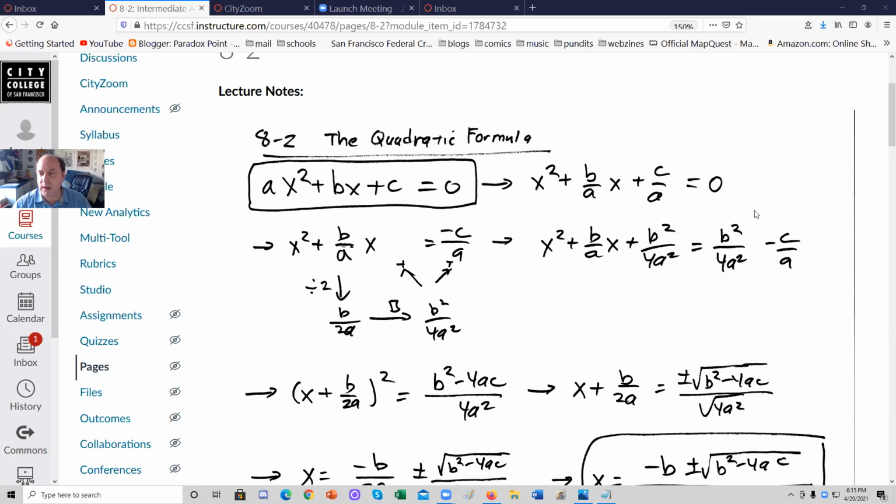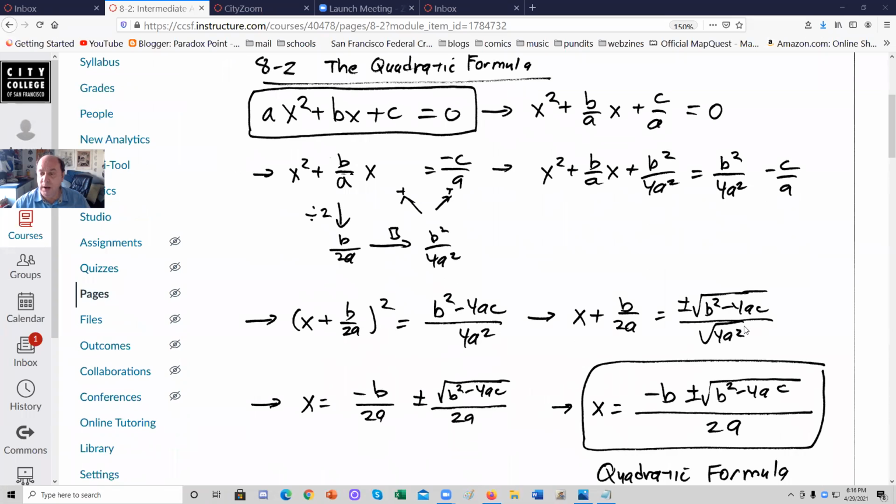Now, if you work on this, using some fraction arithmetic, the right side equals b squared minus 4ac over 4a squared, because we put it all over the lowest common denominator, 4a squared. So x plus b over 2a all squared equals b squared minus 4ac over 4a squared. Now take square roots of both sides. So x plus b over 2a equals plus or minus the square root of this side, plus or minus root b squared minus 4ac over root 4a squared. Now, root 4a squared is 2a.